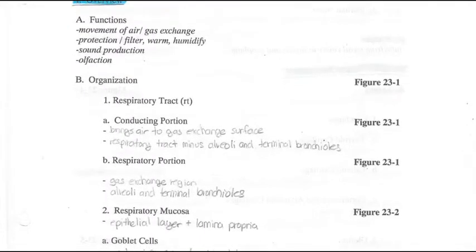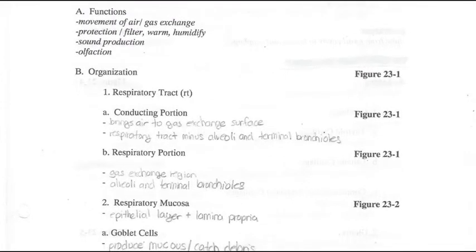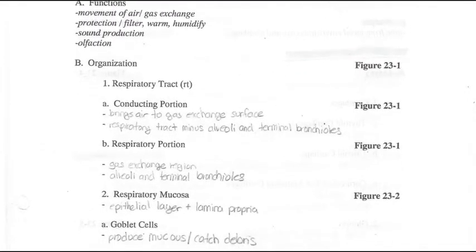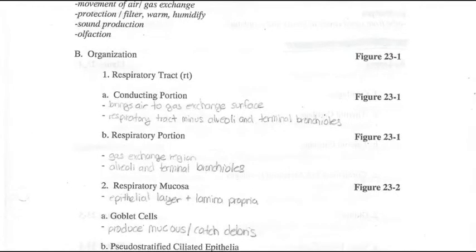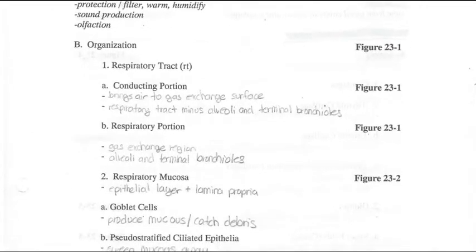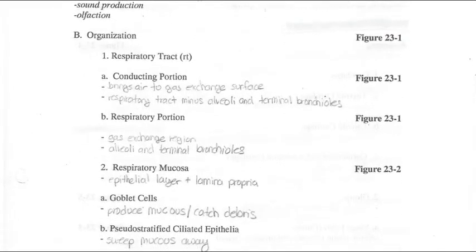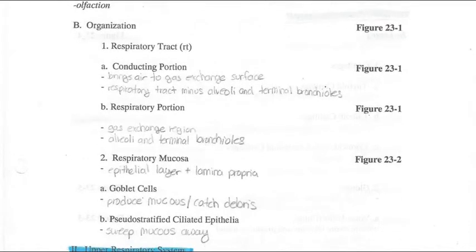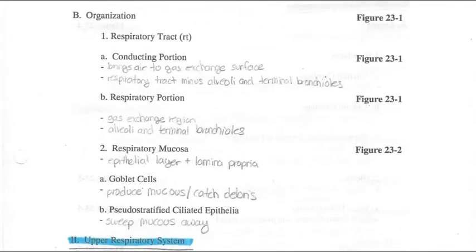The conducting portion is the respiratory tract minus alveoli and terminal branches. Respiratory portion. This is the gas exchange region. It includes alveoli and terminal bronchioles.